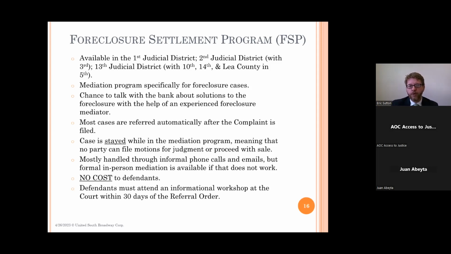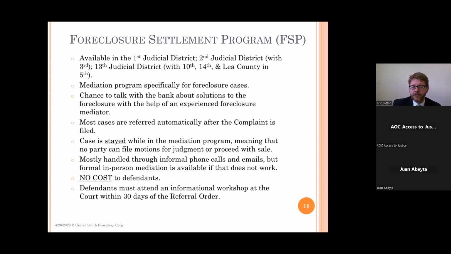I talked about this briefly before. Stayed means that the case doesn't move forward. The parties can't file motions or proceed with sale. The parties can only participate in mediation and negotiations to try to come up with a settlement. That is the primary goal of the program, and letting the parties just do what they want in the case would prevent the parties from sitting down meaningfully.